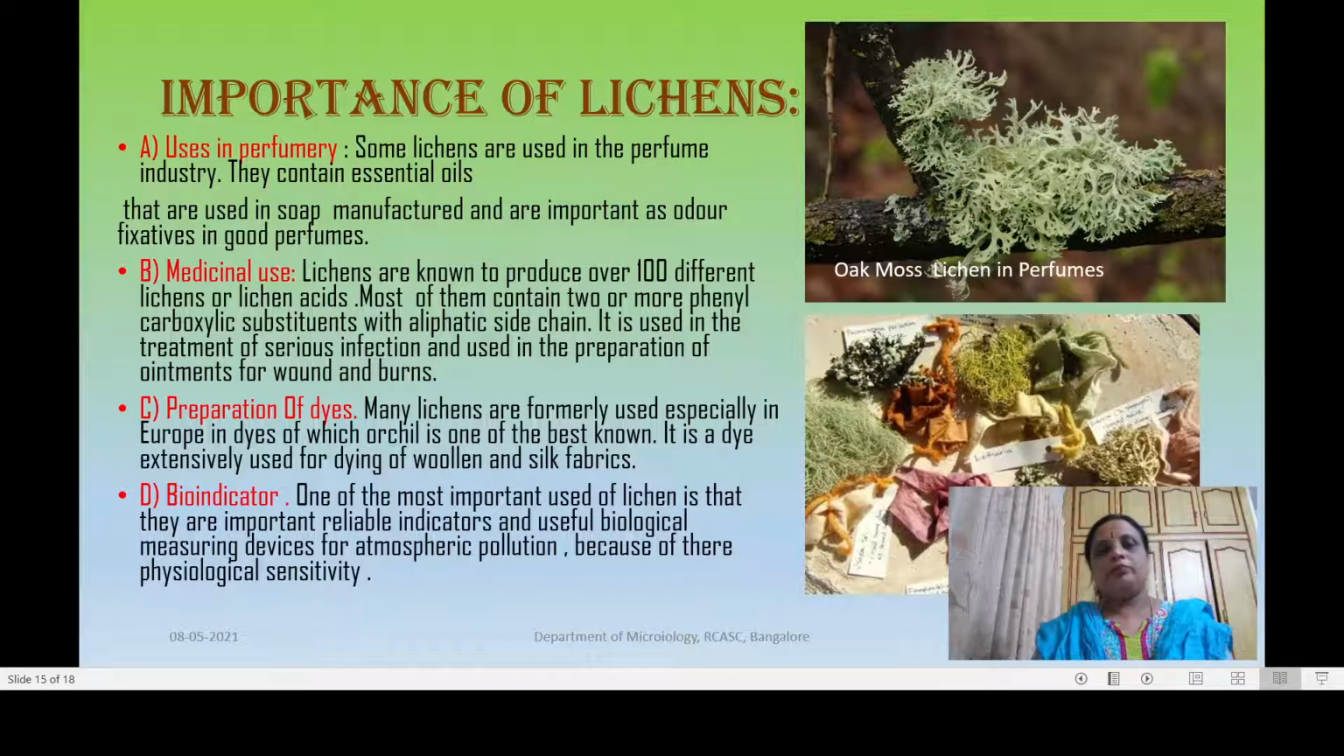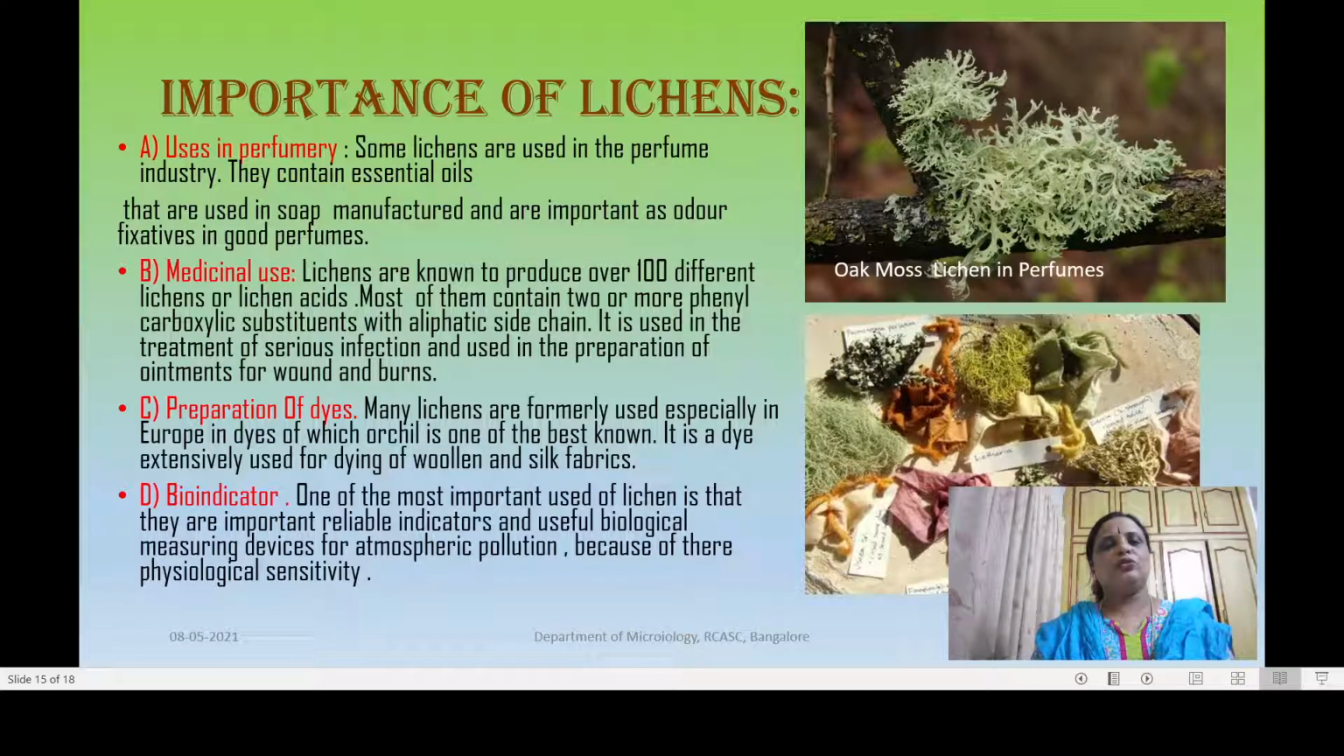Then coming to the economic importance of these lichens, there is a lot of importance of these lichens. Still, a large amount of research has to happen in this field, starting from the study of their diversity and taxonomy. Many lichens still have to be explored, and we also have to explore their importance. Not much research has happened in this field. We can explore these lichens and study their importance also. However, some lichens, for example oak moss lichen, have importance. In this image you can see the oak moss lichen.